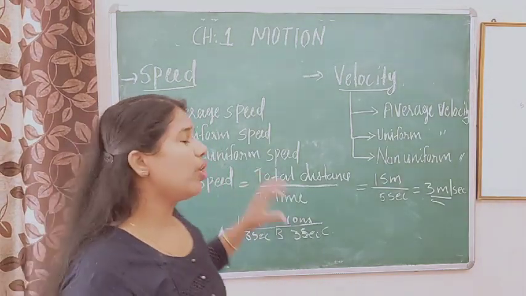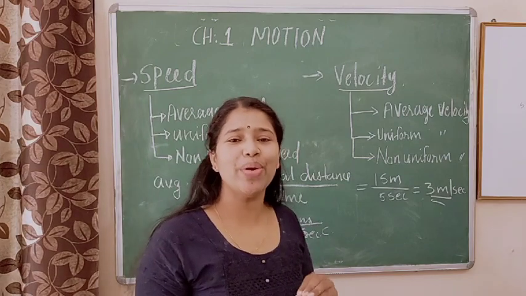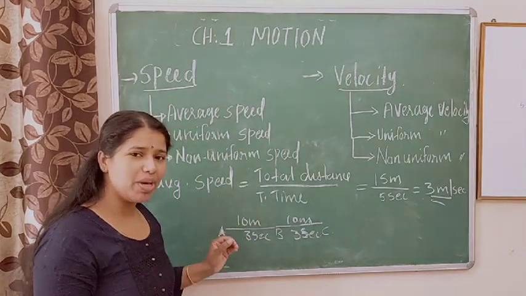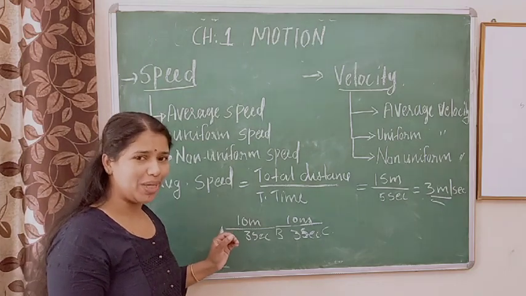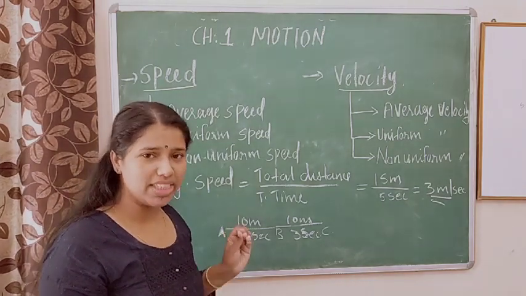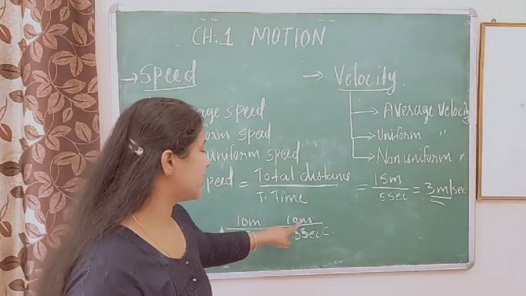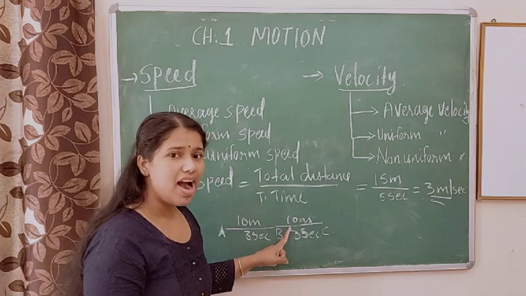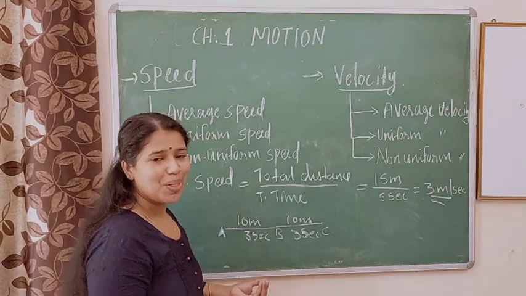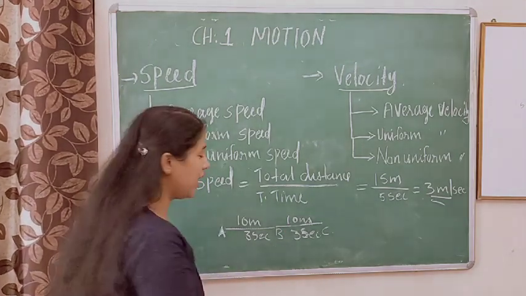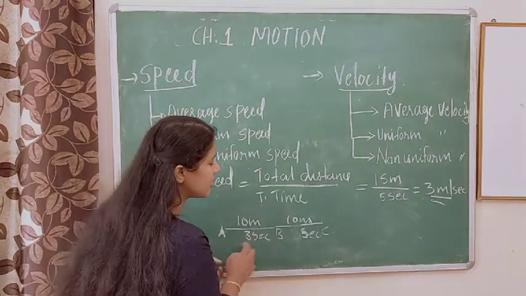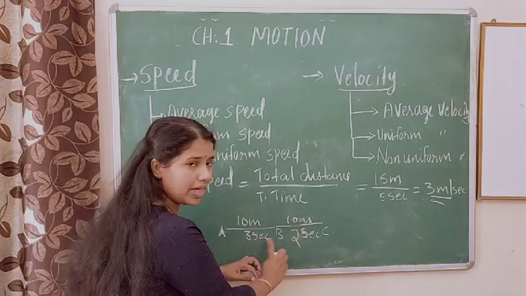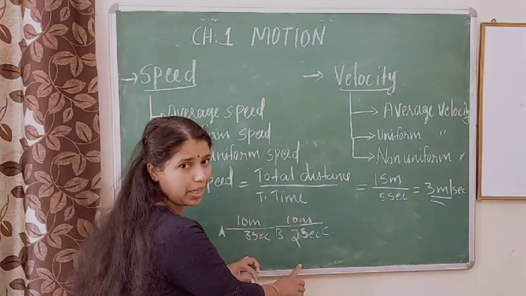Next one, non-uniform speed. Non-uniform speed means a body is said to be in non-uniform speed if it covers equal distance in unequal intervals of time. Time is not equal, it is unequal. That means the first case is 3 seconds, the second is different, 2 seconds. Distance is the same but the interval of time is unequal. Time is different.